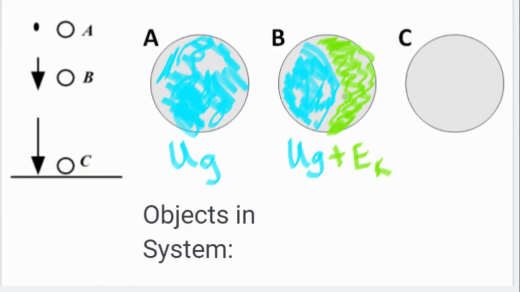By the time the ball gets to position C, right as it's about to hit the ground, its height is essentially zero and it's moving its fastest. All of the energy has been converted into kinetic energy.